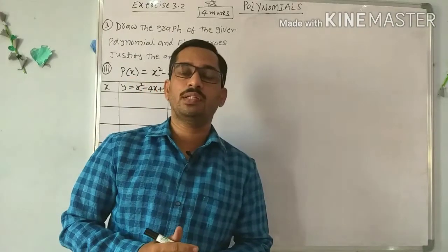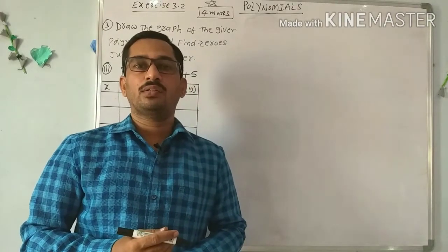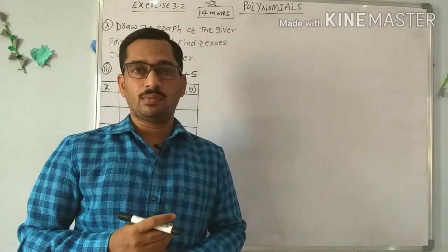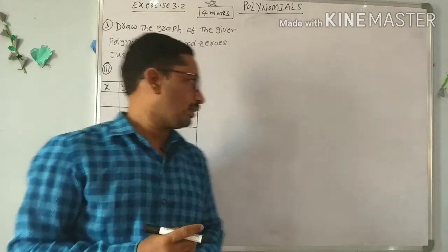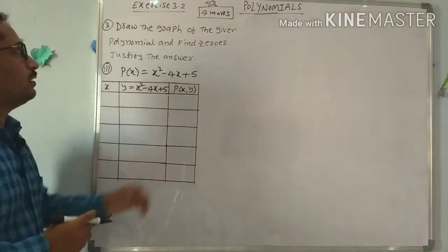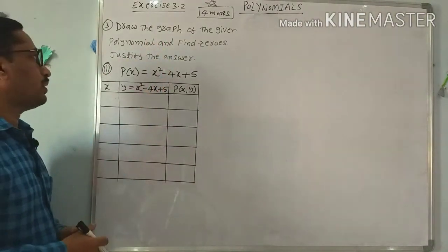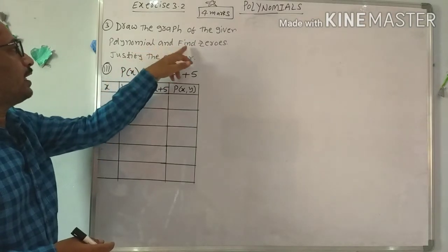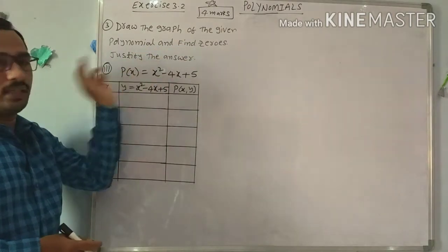In this video we completed an important question, exam point of view 4 mark, third bit, first and second problem. Now in the same third bit, see the remaining problems of third bit. It is also important exam point of view 4 marks. Now draw the graph of the given polynomial and find the zeros, then justify the answer.